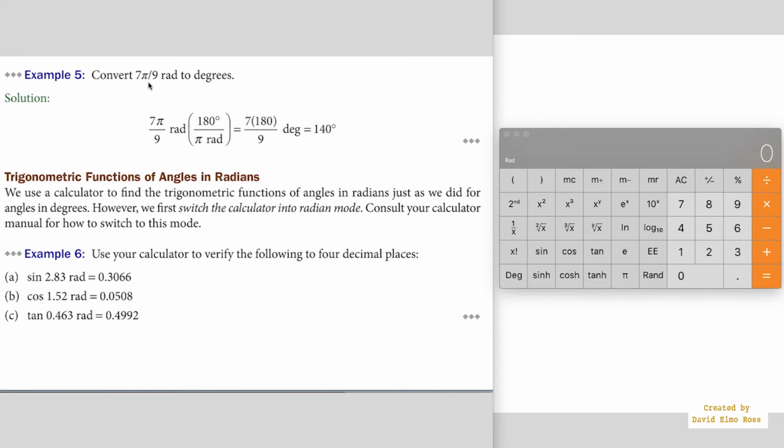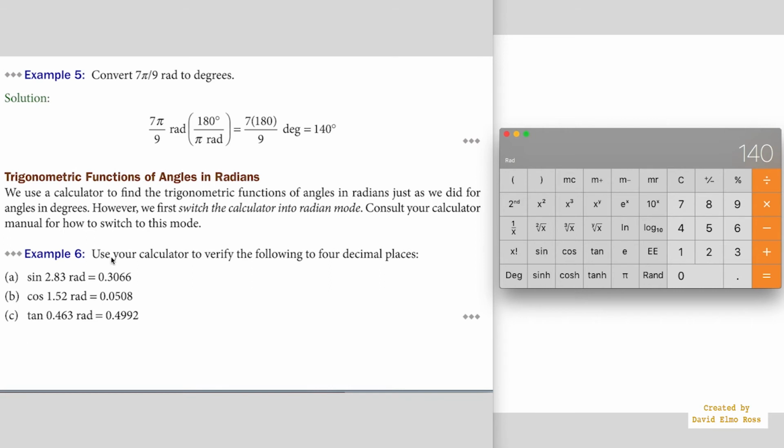It says convert 7 pi by 9 radians to degrees. So there's our 7 pi by 9 radians times the conversion factor of 180 degrees per pi radians. I think you can see the pi radians will cancel out, and we're going to be left with 7 9ths of 180. 7 times 180 divided by 9, and we get 140 degrees.